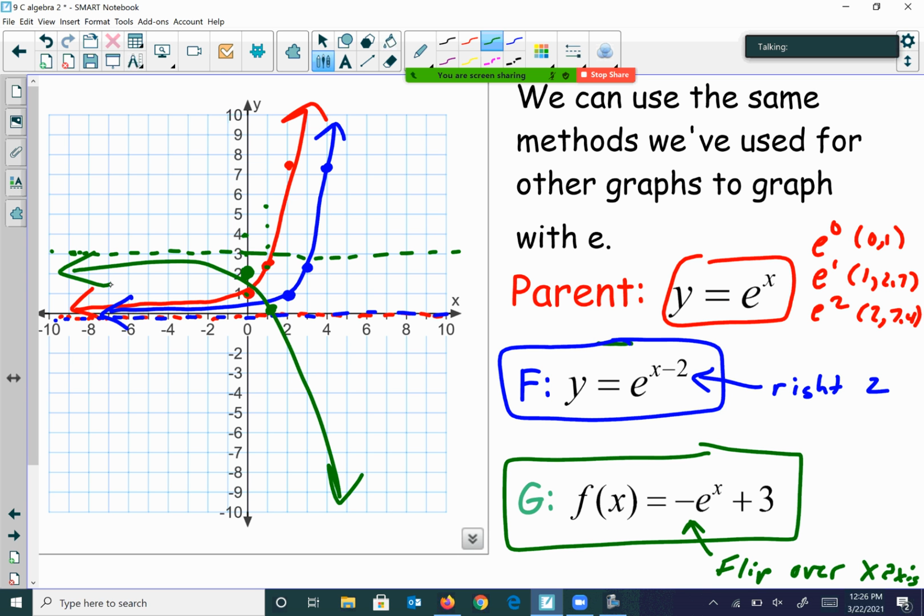Okay, are there any questions about any of those? And again, it's about knowing the parent function. I would use the parent function and then do the flip overs and the move arounds and the jump ups and downs. So I guess we should say this doesn't flip over the x-axis, it flips over the horizontal asymptote, which we'll call HA.